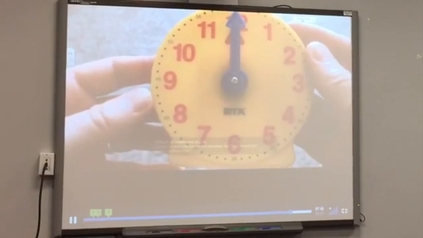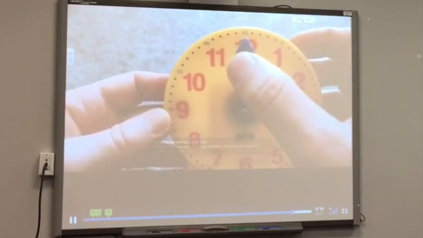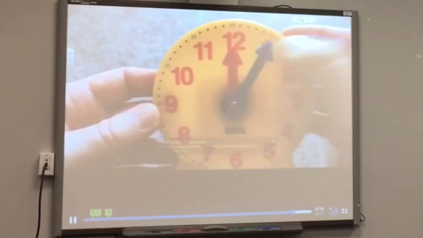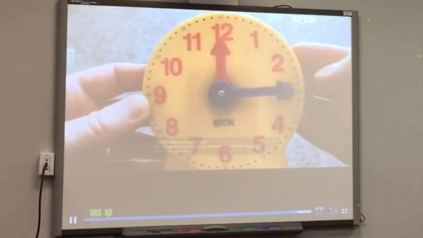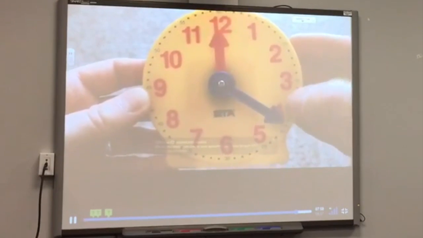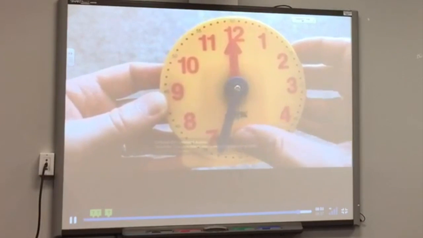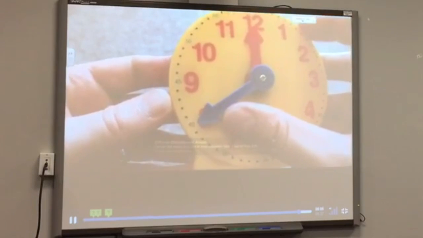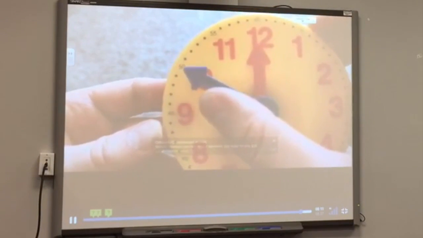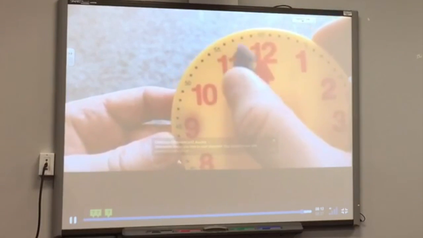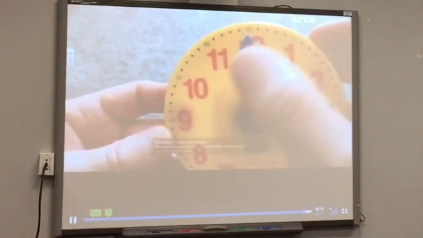Okay, let's go around one more time. This time we're going to say 12. We're going to tell the time by 12. So we'll start with 12:05, 12:10, 12:15, 12:20, 12:25, 12:30, 12:35, 12:40, 12:45, 12:50, 12:55, and we're back to the 60, which means it's 1 o'clock.